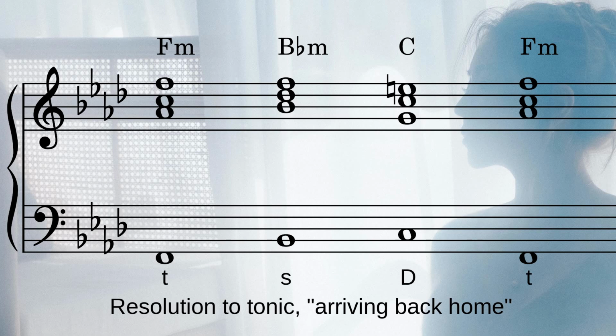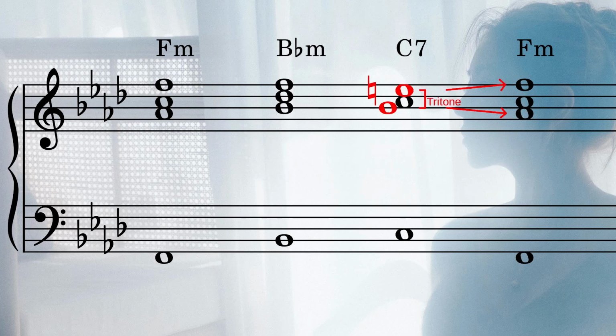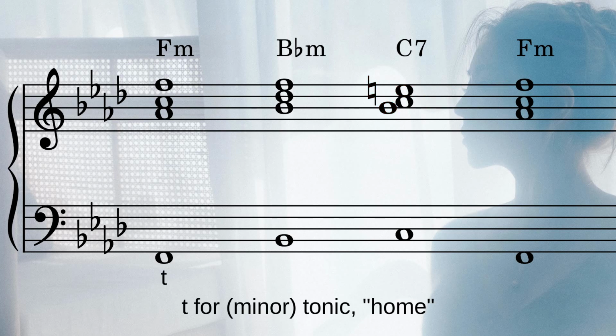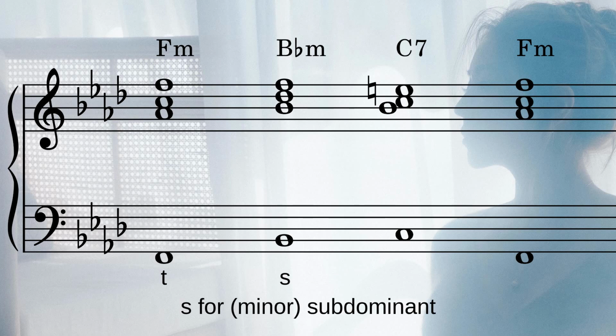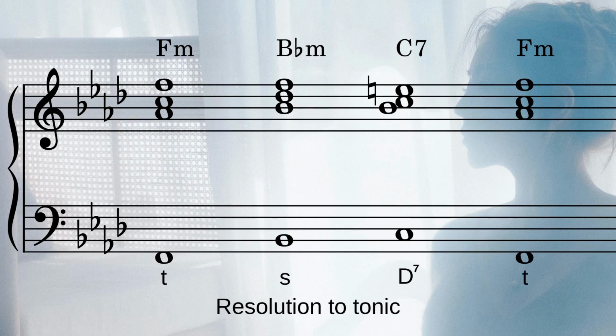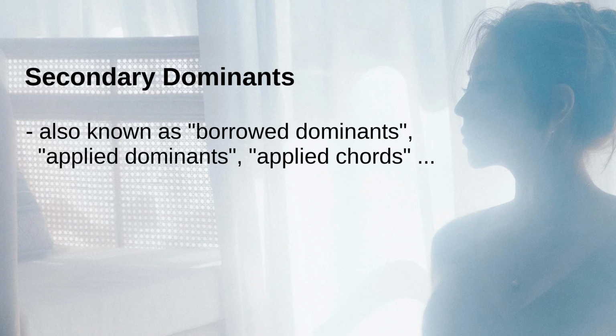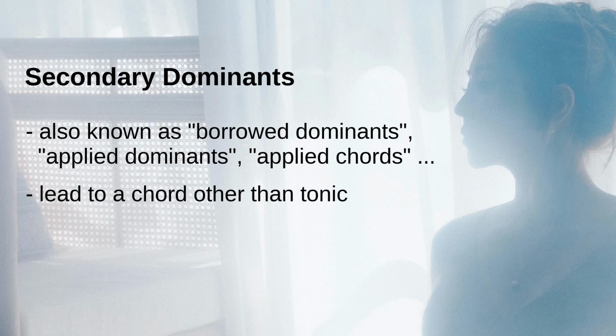To make a dominant chord even stronger, a minor 7th can be added. It forms a tritone against the major 3rd and strongly points towards a resolution downwards to the 3rd of the tonic chord. This effect of tension and resolution is so strong that one can easily build a dominant chord that leads to a chord other than the tonic.